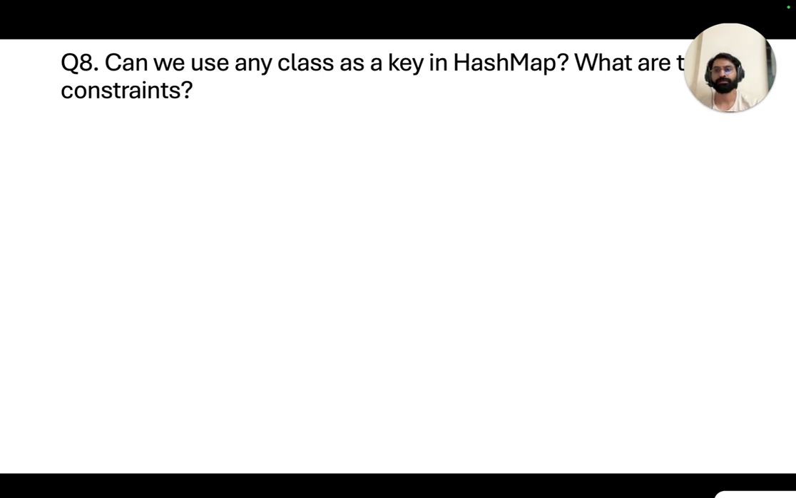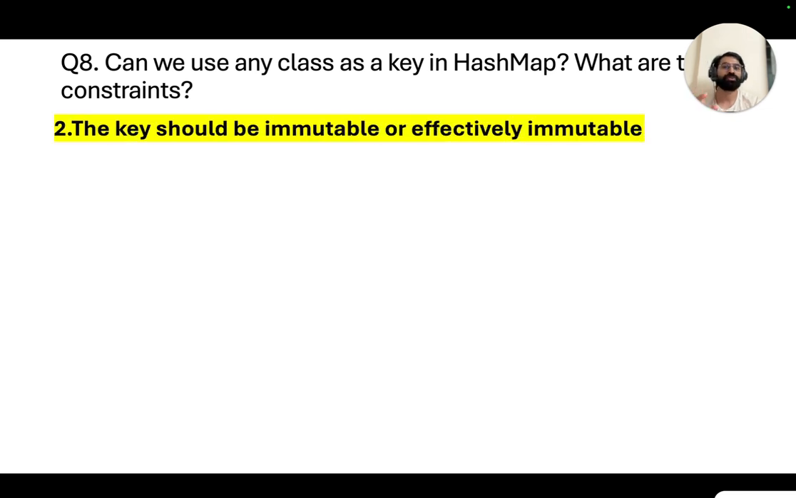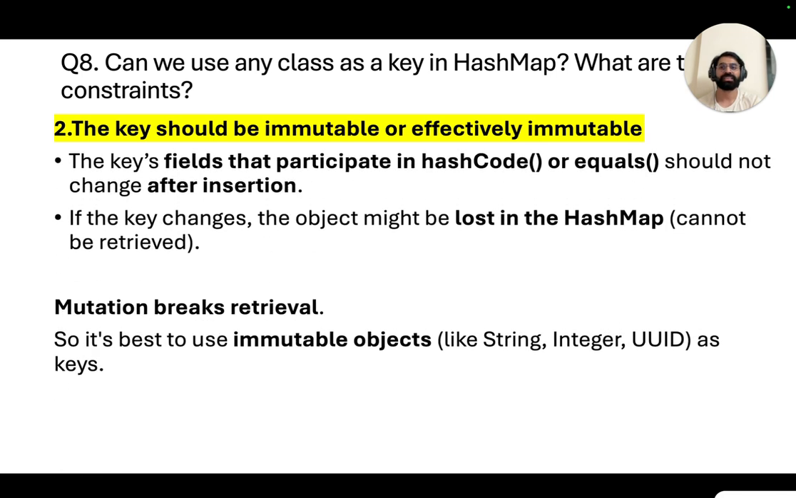Second point is the key should be immutable or effectively immutable. Immutable means the object whose state cannot be changed once created, right? So the key should be immutable. It means the class should be immutable. The key fields used in hashCode or equals should not change after insertion. If a key changes, the object might be lost in the HashMap and cannot be retrieved. So mutation breaks retrieval, right? So it is best to use immutable objects like String, Integer, UUID as a key. But the main concept you should understand is that the key should be immutable in nature.